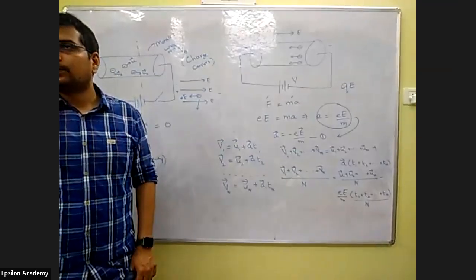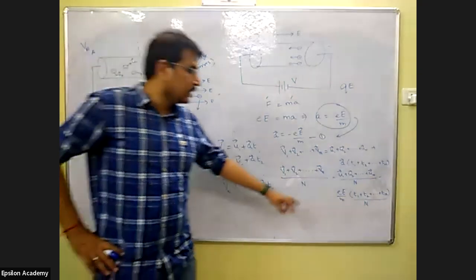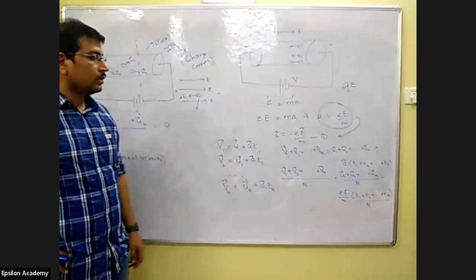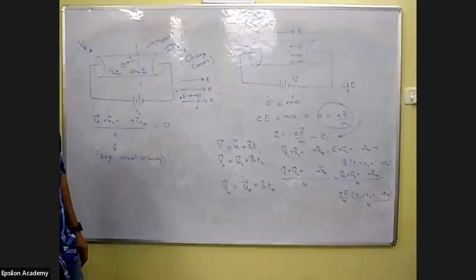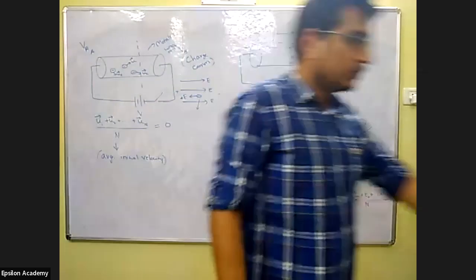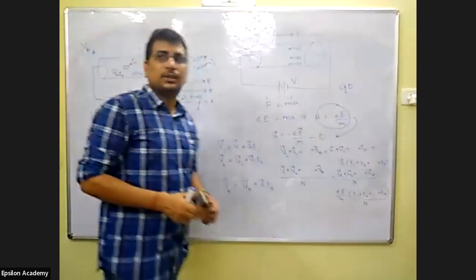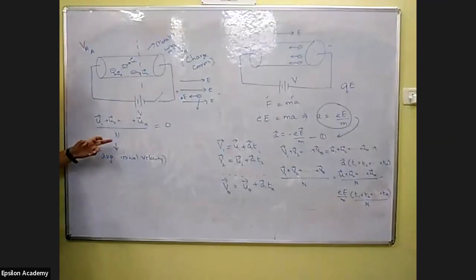Clear this? So dividing with n on both the sides is what you get. So what will be the parameter that will disappear? The average of initial velocities will disappear. Can I rub this? Can I write it this way? Can I rub this whole diagram?